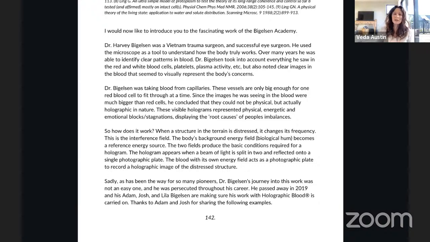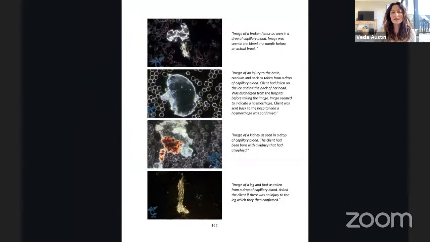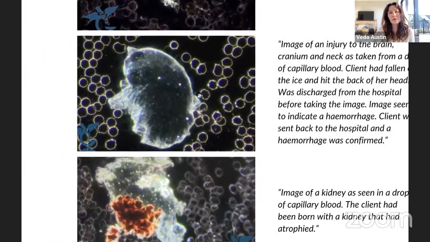Now, their dad passed away and sadly was very persecuted throughout his career when he was talking about this topic. He was an excellent surgeon, but when you start talking outside the box, you often get a little bit torn down. So here are just some images that they gave me.